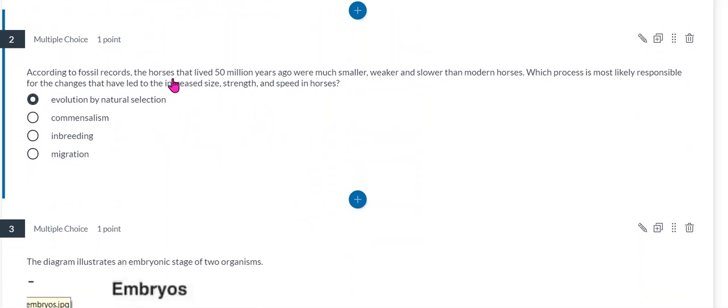Question 2. According to fossil records, the horses that lived 50 million years ago were much smaller, weaker, and slower than modern horses. Which process is most likely responsible for the changes that have led to the increase in size, strength, and speed in horses? The best answer is evolution by natural selection. The other three have nothing to do with evolution. Though inbreeding is a factor that influences evolution, the best answer here is natural selection. Natural selection chooses the winners and losers in the environment when it changes. So over time, the one with the favorable traits will be selected.